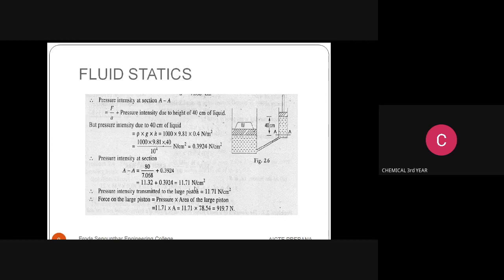So you should know how to calculate the pressure intensity when both the pistons are at the same level and when the pistons are having a difference in height. So two cases you should note here. Right. So we'll move on to the next problem.